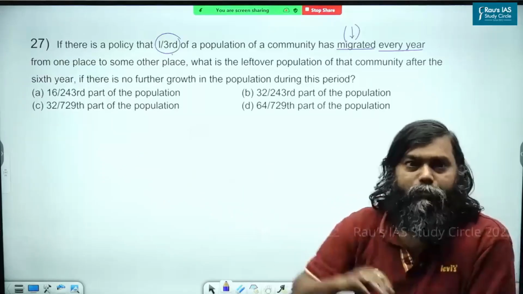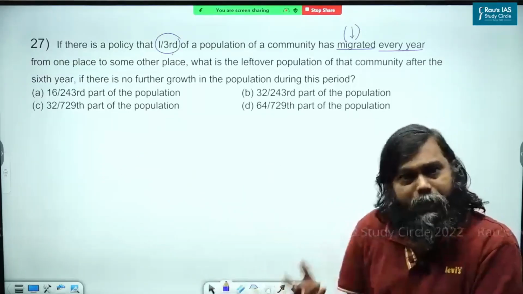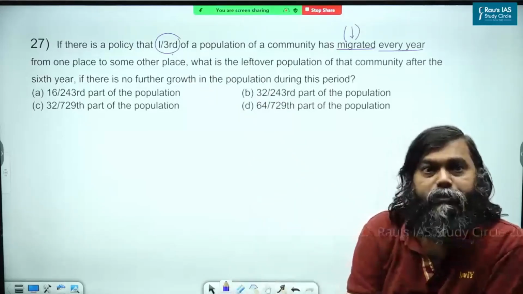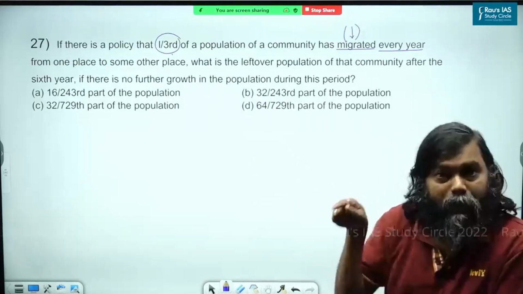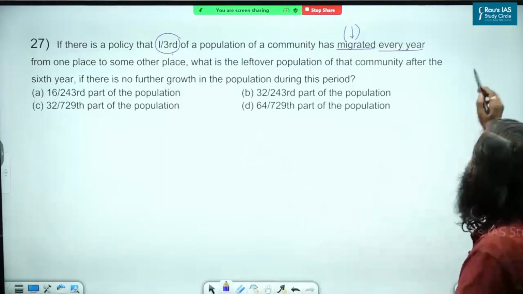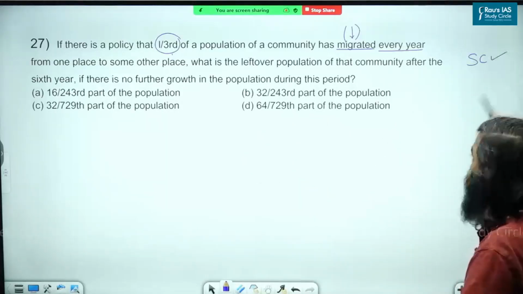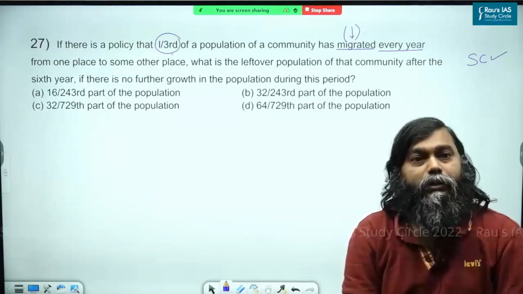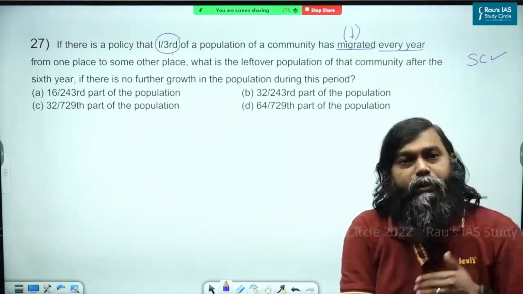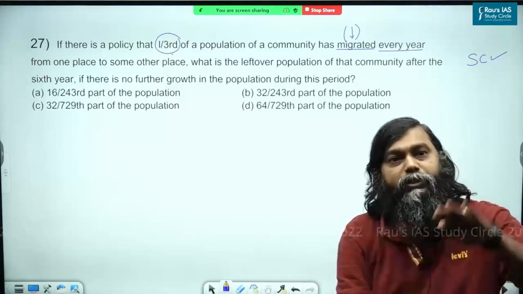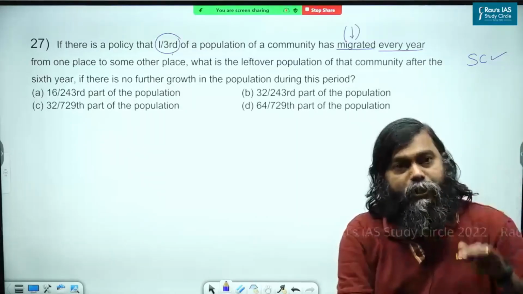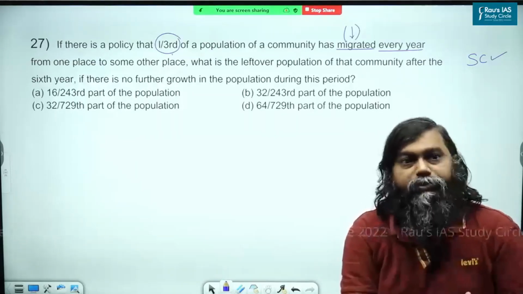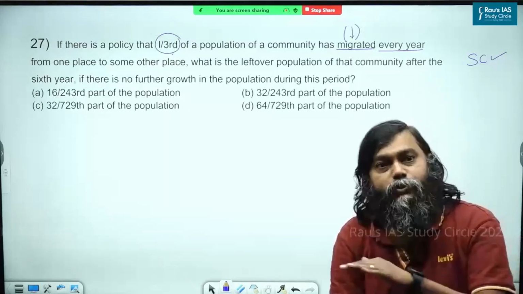100% is the original population. In the second year, again 1/3 is decreasing. 1/3 of what, the original or the left out population? The left out population. That is why this question is suitable for successive changes. Do you understand this? Because every year 1/3 is not calculated based upon the same total population. Every year 1/3 is calculated based upon the new total left out population. So, this question belongs to successive changes.